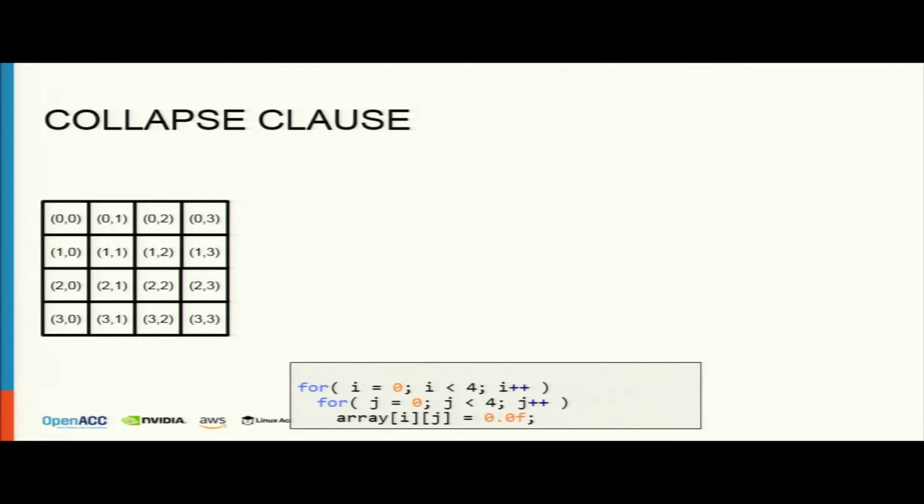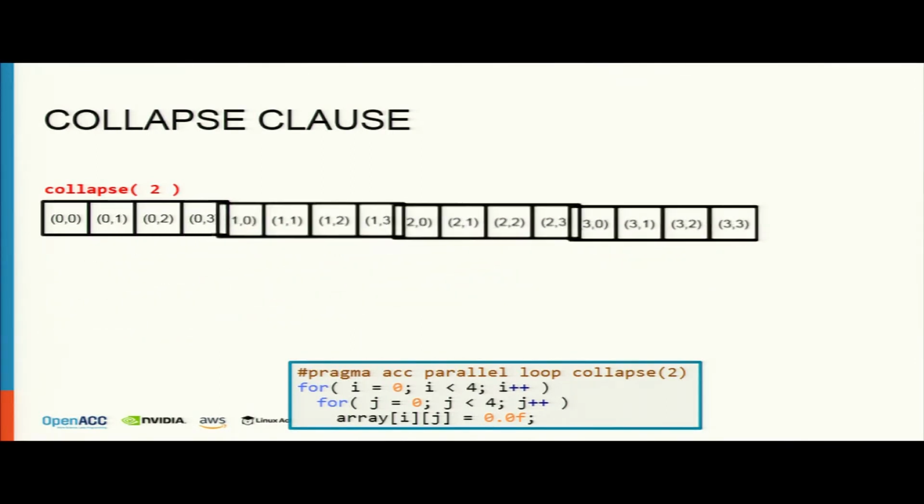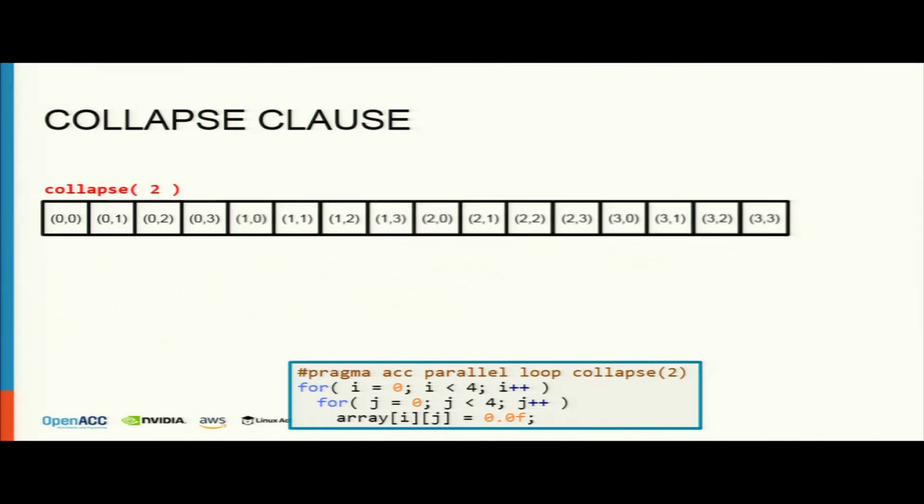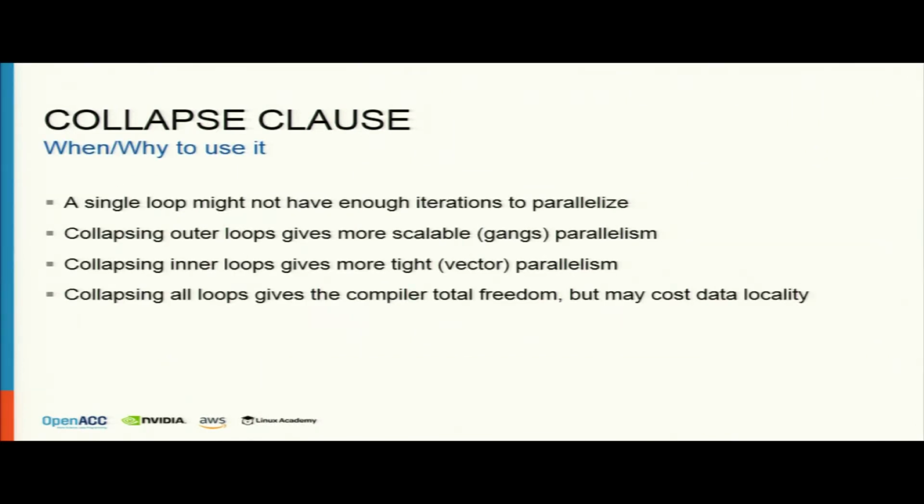So this is an example. If this was a 4x4, when I say collapse of 2, it is going to make it like a one-dimensional array, right? It will just collapse your two-dimensional array into a one-dimensional array, and then it will be just one loop which will get executed, right? So this is what collapse does. Again, this is just a summary of the collapse clause. A single loop might not have enough iterations.